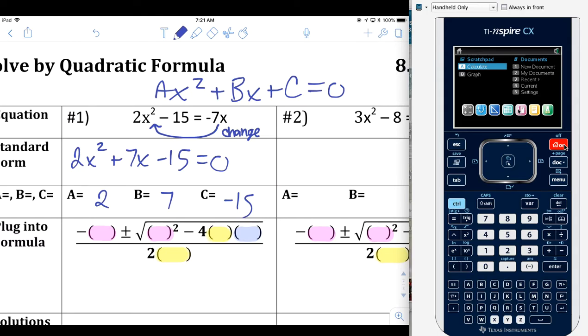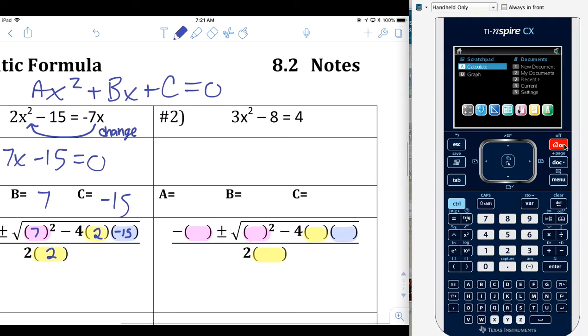All right, so if you recall, my b goes first. B is the 7. He goes in the first 2 parentheses. My a comes next. I know they don't go in order. That's just the way the equation is. My a is the 2. That goes where the yellow is. And c is a negative 15. Take a second, copy that down, and we're going to number 2.